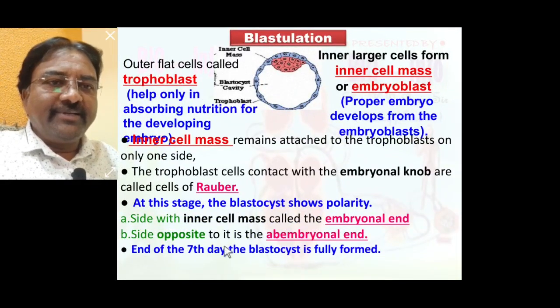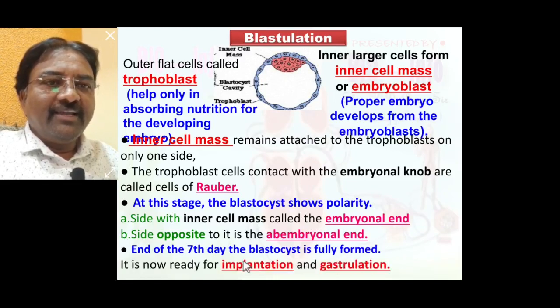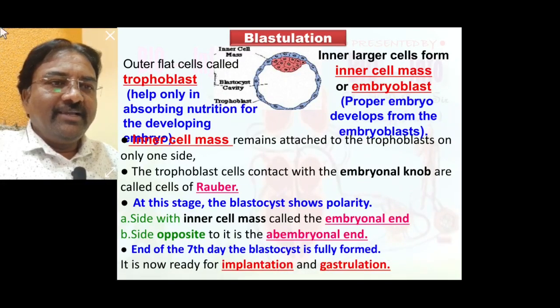At the end of the 7th day, the blastocyst is fully formed and it is now ready for implantation and gastrulation. So this is the point to note.